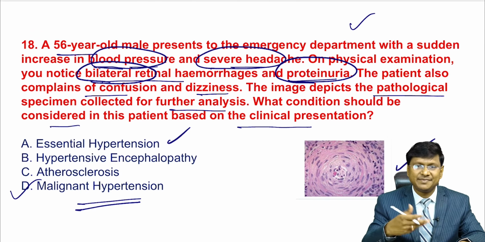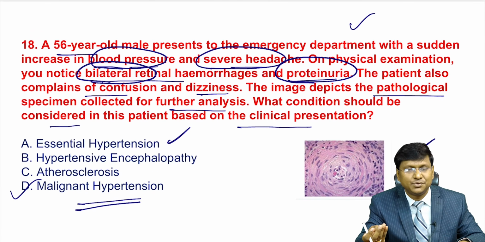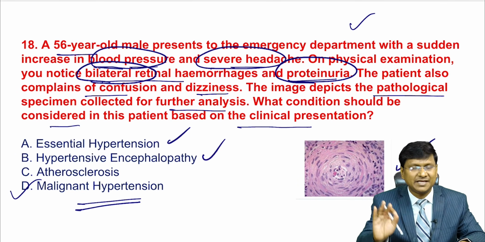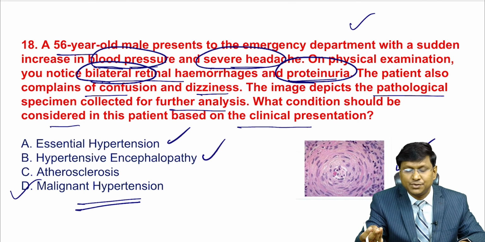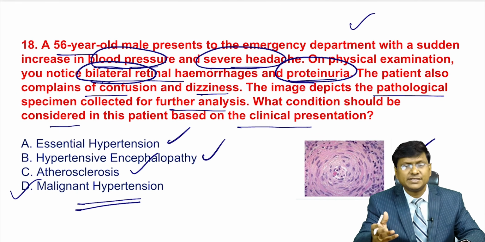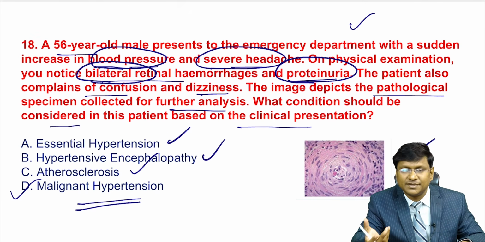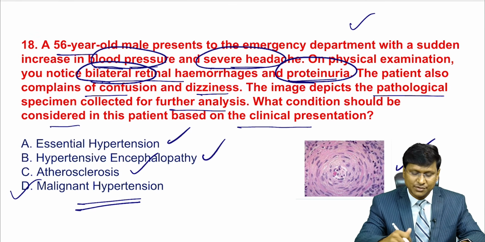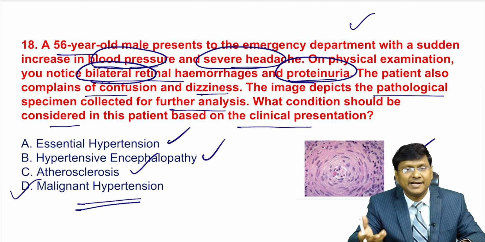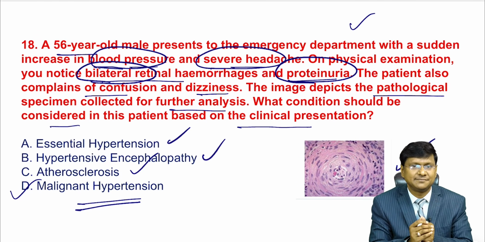See, if it is essential hypertension, you don't have ophthalmic involvement, kidney involvement, or CNS involvement. If it is hypertensive encephalopathy, you will have only CNS involvement, without retinal involvement or renal involvement in the form of proteinuria. And atherosclerosis is one of the risk factors for the development of hypertension, but in atherosclerosis, along with hypertension, you will not have this end organ damage. So there is an end organ damage here.